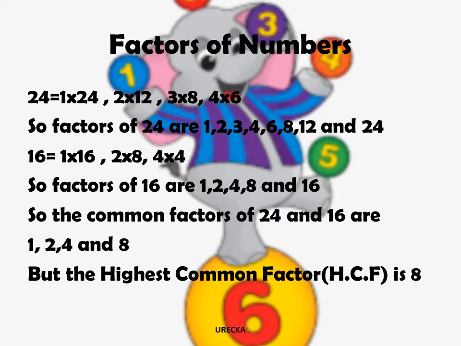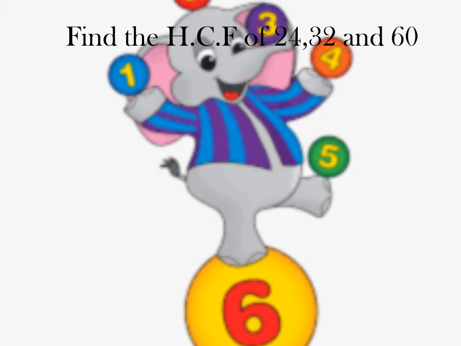But going forward in this particular class, we are going to find out the HCF of the given numbers with the help of the prime factorization method. We are not going to take the composite numbers into account. We are only going to do it with prime factors. Today we are going to learn how to find the HCF of three different numbers by their prime factorization method. We'll take the examples 24, 32, and 60.